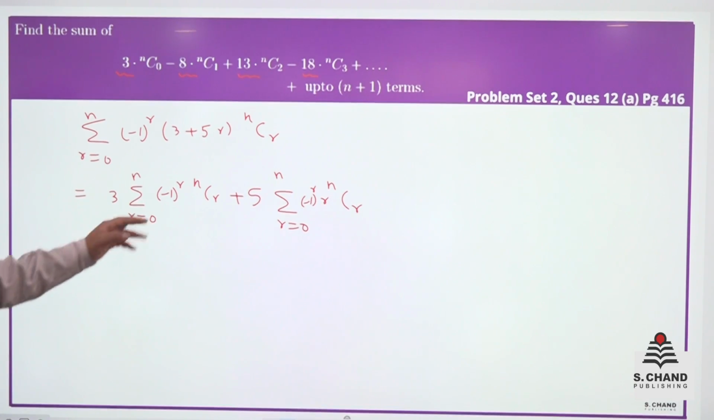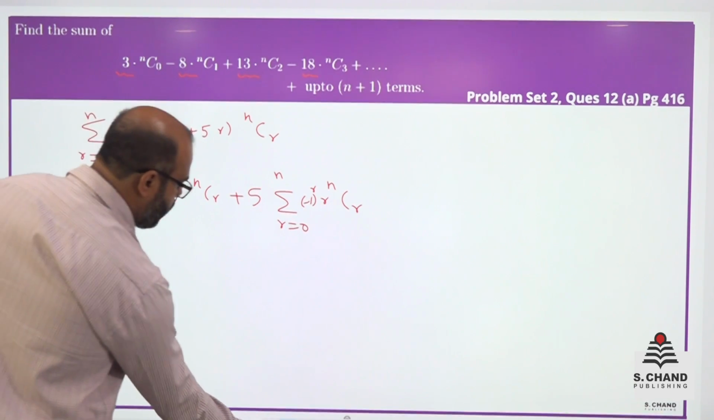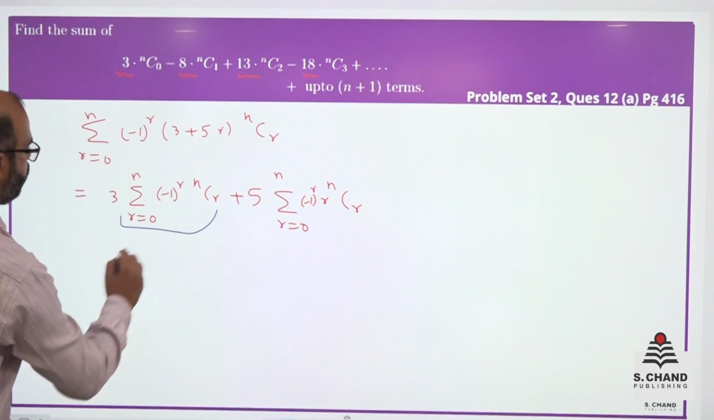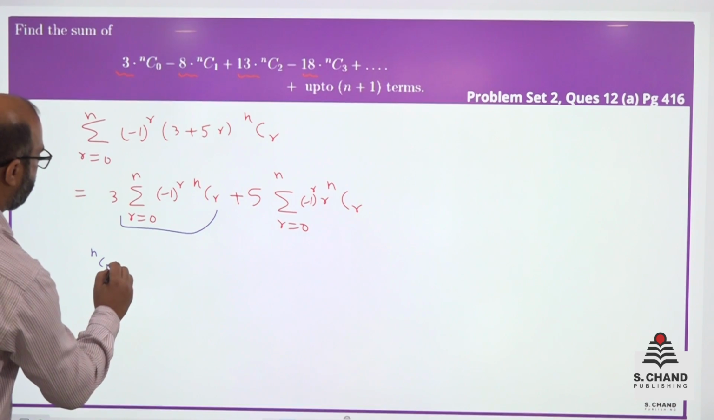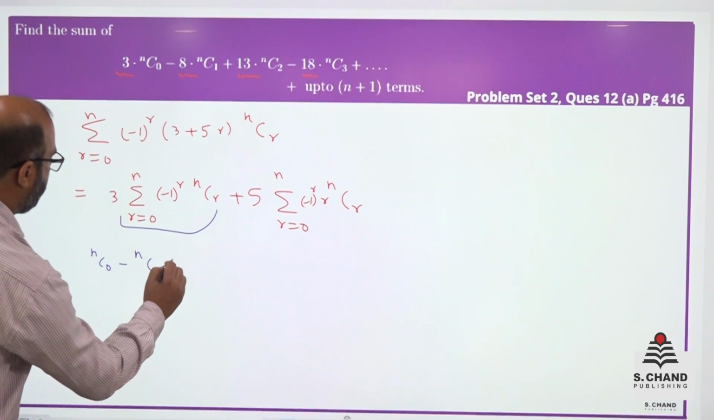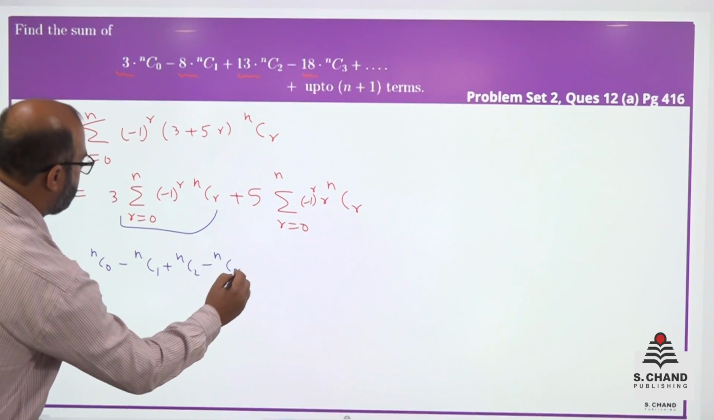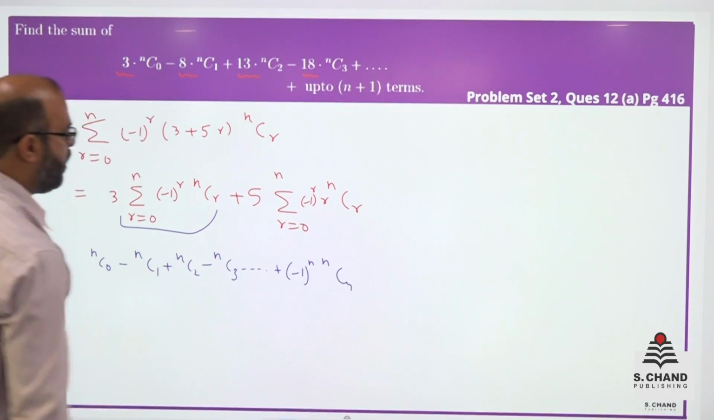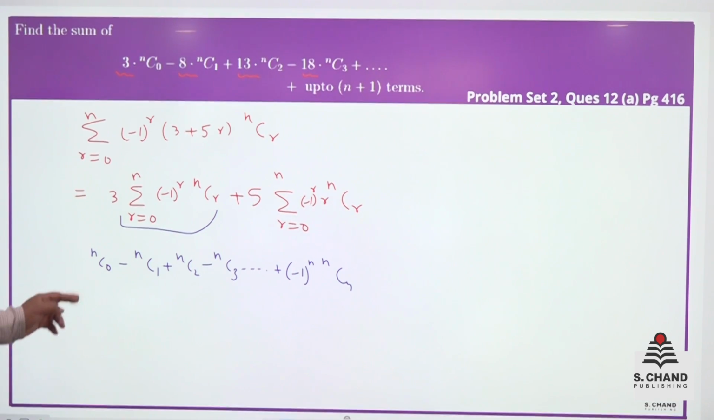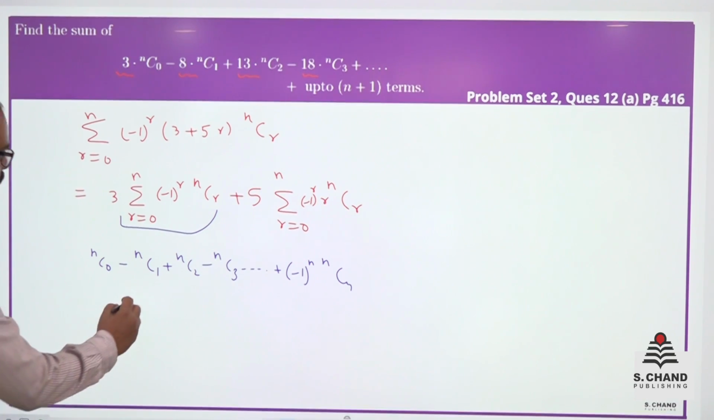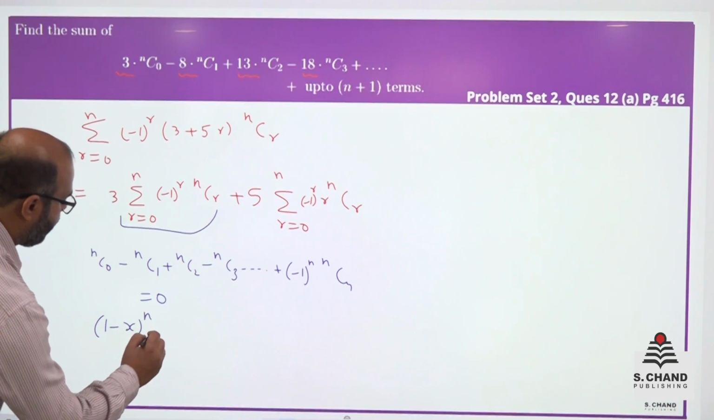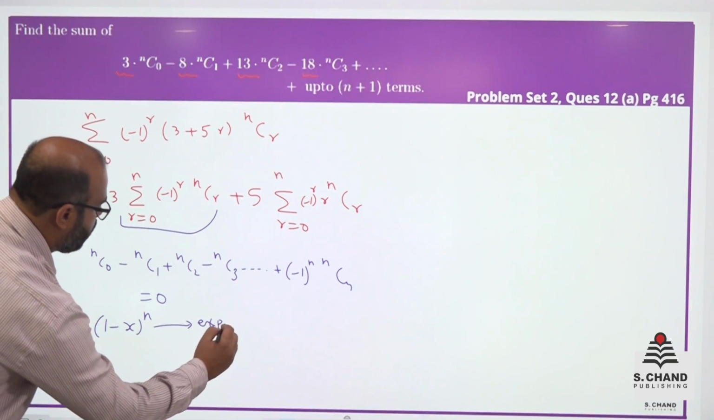Now, in this particular expansion, here r equal to 0, so nC0, then minus nC1 plus nC2 minus nC3 till minus 1 to the power n nCn. What is this value equal to? If you see the value of this summation, it is going to be 0 because it is nothing but the expansion of 1 minus x to the power n.